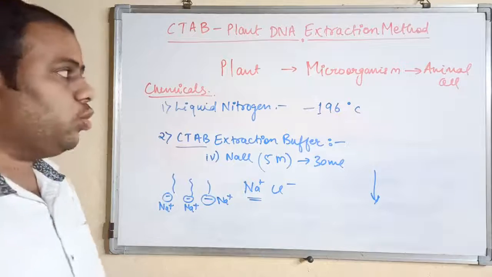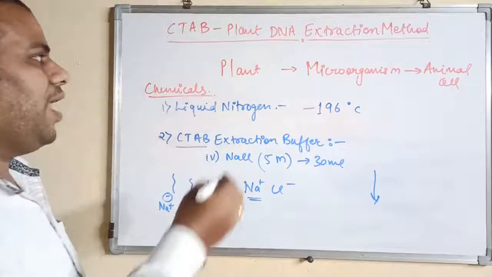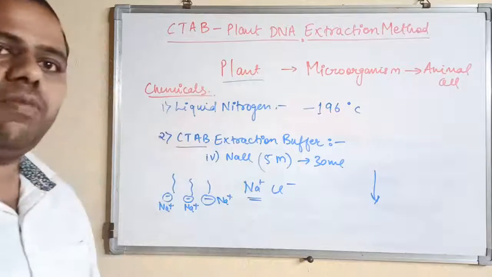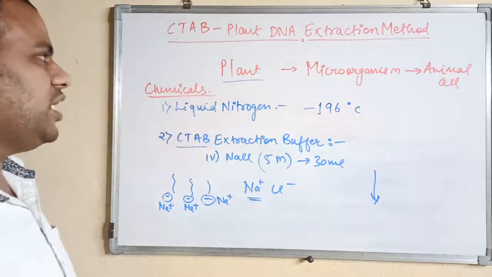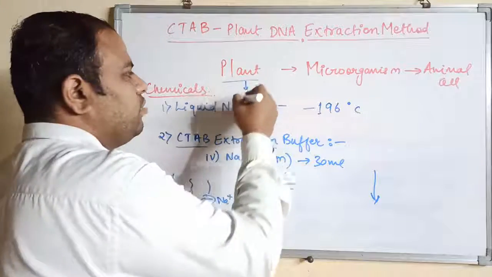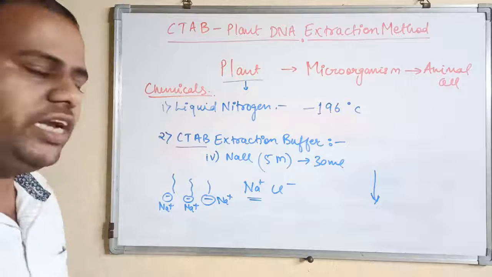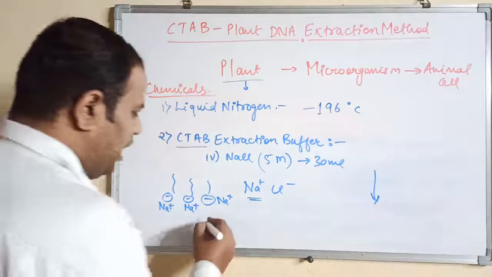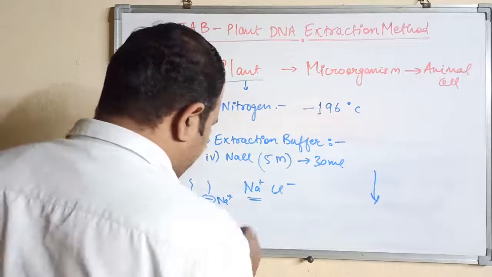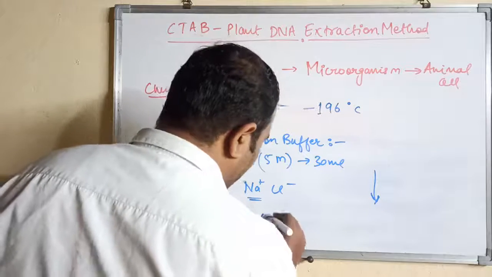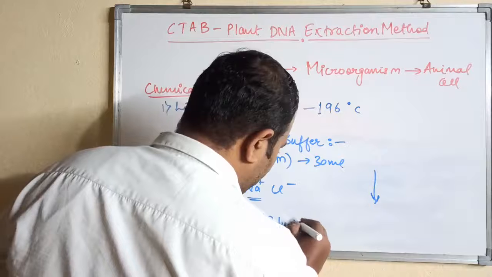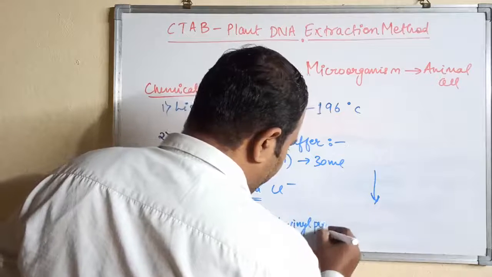Now, as I told you earlier, in plant cells there are a number of different plant components such as polyphenols, tannins and all. Such extra secretions present in the plant cell interfere with the DNA isolation. So for that purpose we add a fifth chemical here, that is called PVP. Its full form is polyvinyl pyrrolidone.